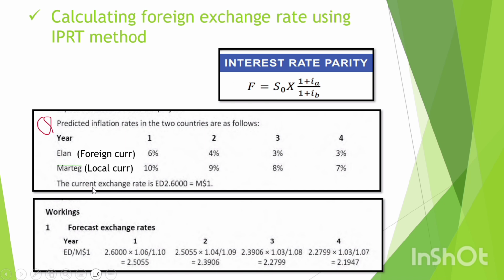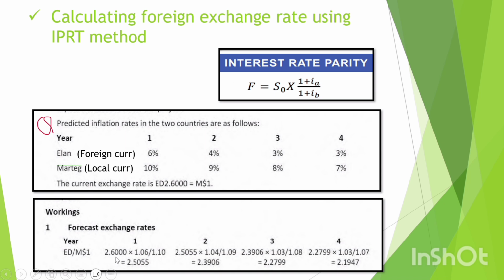Here we are given the current exchange rate, which is given as ED 2.6 equal to M dollar 1. ED is our foreign currency, and M is our local currency. We have to check which currency is given in first place. Here ED is given first, so the same currency's inflation rate we have to use in the numerator. Here ED is 6%, so we use 6% in the numerator, and in the same way the other one, Martech, will be used in the denominator. You can see this in the answer as well.